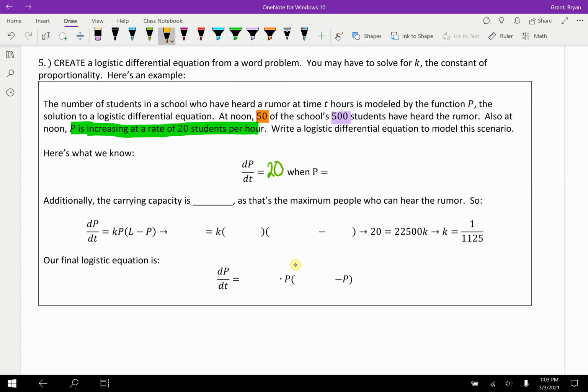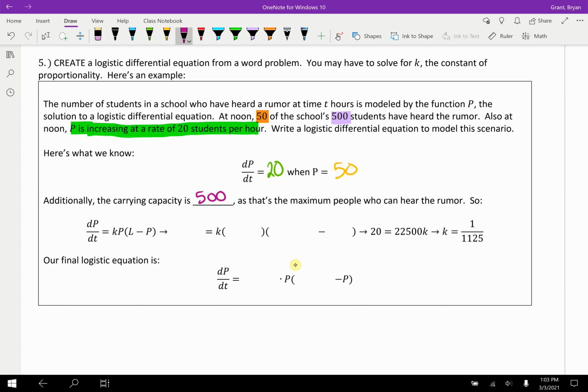And you might be tempted to say, well, isn't the population 500? Well, this P doesn't mean the total population. This P just means the population who have heard a rumor. And so only 50 have heard the rumor at this point. However, where does the 500 come into play? Oh yeah, that's the carrying capacity, right? We're trying to reach 500, or we may reach 500 at some point, but that's what we're trying to model.